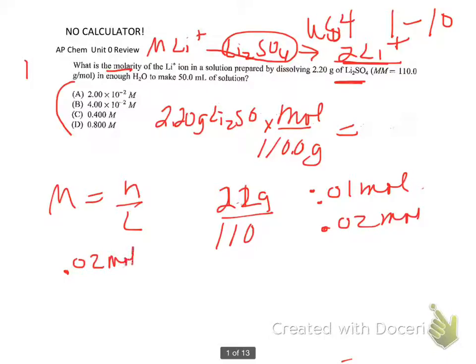This is lithium sulfate now, right? And I'm going to put it over liters. So if I had 500 milliliters, it would be 0.5 liters. But I've got 50 milliliters, so it's 0.05 liters. Okay. So if I take this now, I can cancel out the zeros, right? So it leaves me with 0.2 over 0.5.